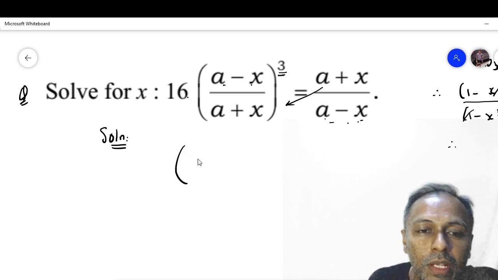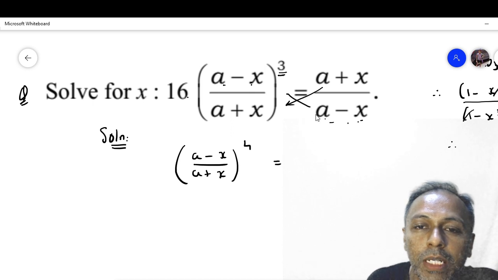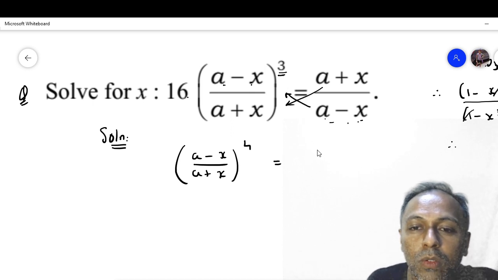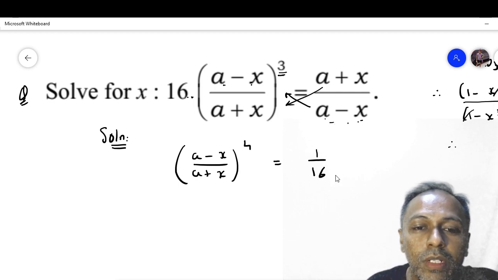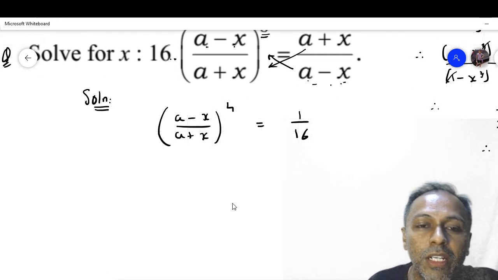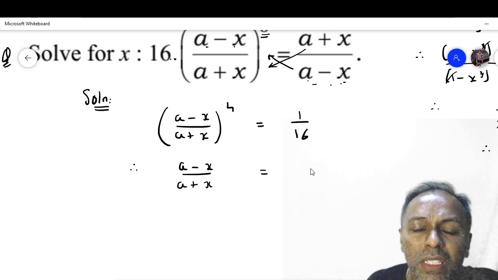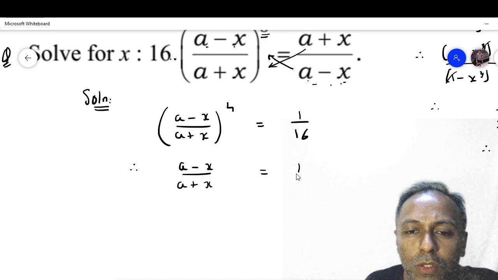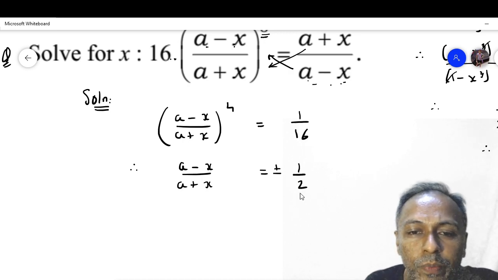So our first step, I'm not solving in detail, just from a hint perspective we are solving. This can become a minus x upon a plus x the whole raised to 4, if you cross multiply, is equal to 1 upon 16. This 16 which was multiplying has got divided on the right hand side. Let us take 4th root on both sides. Therefore a minus x upon a plus x is equal to, because it is an even root you will get both answers, plus or minus 1 upon 2.